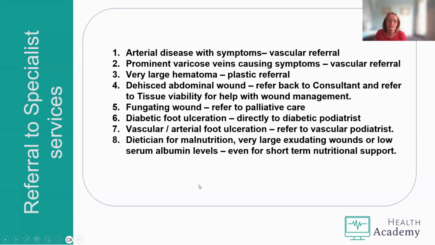So think about that. Vascular referral: if there's arterial disease, if there's prominent varicose veins causing symptoms, or if somebody heals with their leg ulcer and then it recurs and it heals and recurs, then send them to vascular. We should be sending 90% of our hard to heal vascular leg ulcers to see if they could benefit from their varicose veins being stripped.